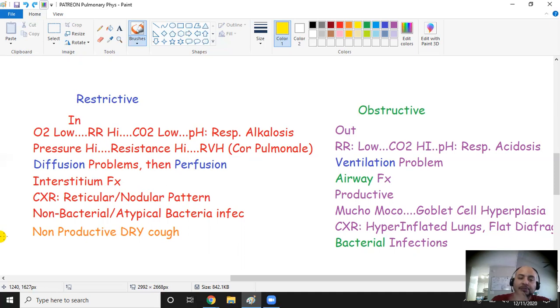So, in restrictive lung diseases, we have diffusion problems, right? Because oxygen can't get across. The pulmonary capillaries respond by vasoconstricting, and therefore there is less perfusion. So we have a diffusion problem first, and then a perfusion problem. Meaning, if I ever see diffusion and perfusion problems, they are more likely associated with a restrictive lung disease, 90% of the time. That being said, we also have a non-productive dry cough that's associated with restrictive lung diseases. This is all 90%. It's not 100%. Everything I say is 90% or more, but never 100%.